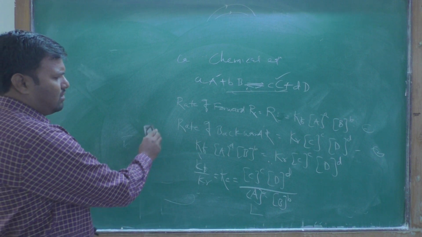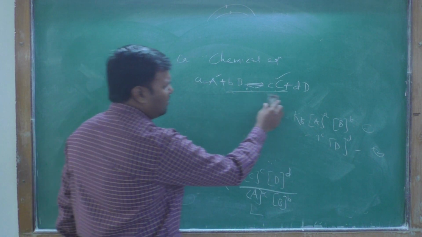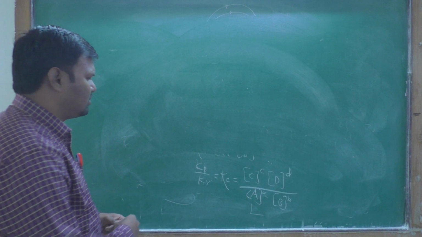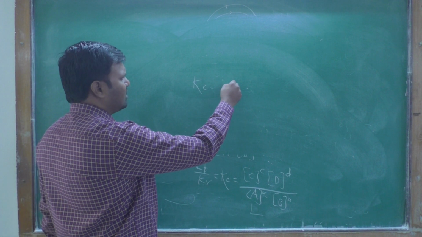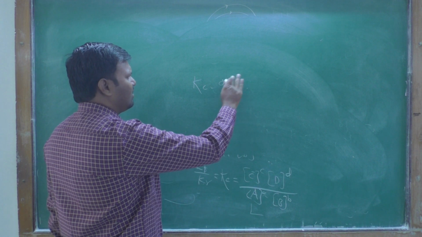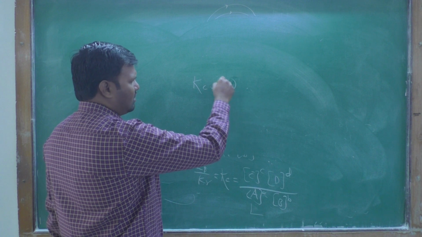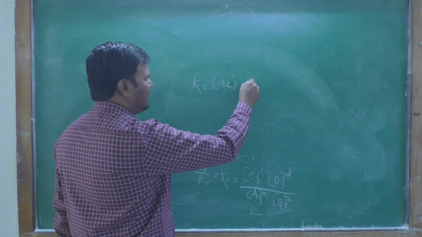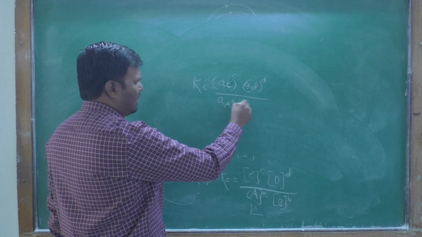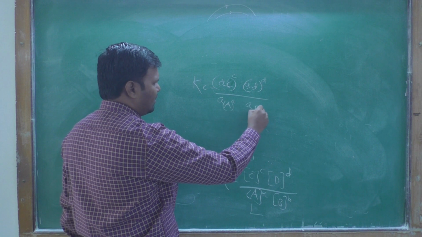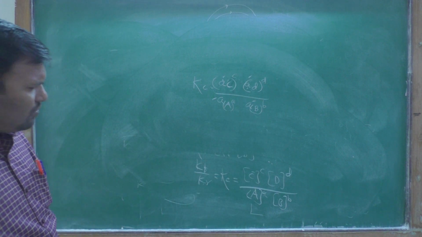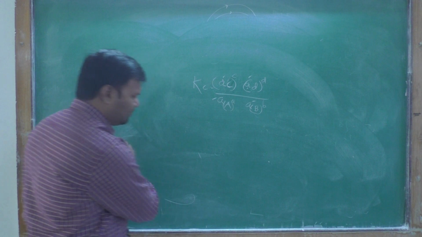But from the point of view of thermodynamics, for the equilibrium constant we have to replace the concentration with the activity. Like that, activity of C raised to c, activity of D raised to d, activity of A raised to a, activity of B raised to b. Like that we have to replace the concentration with the activity. Now we will discuss the meaning of activity.